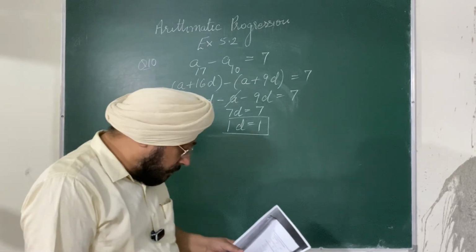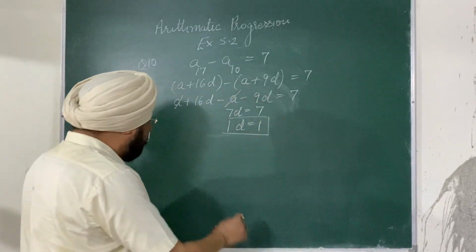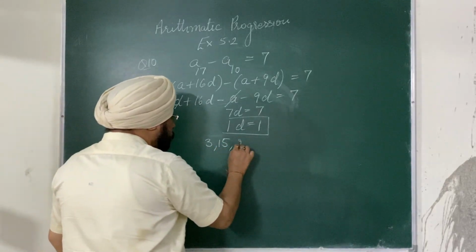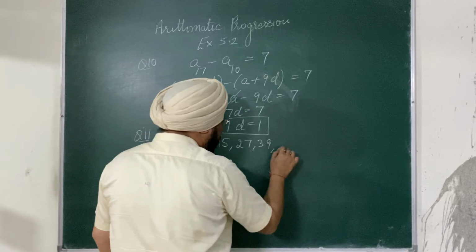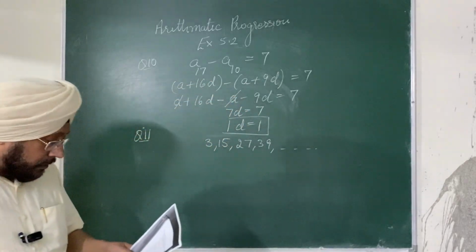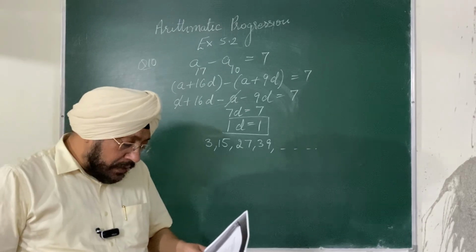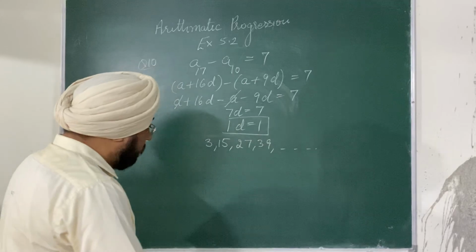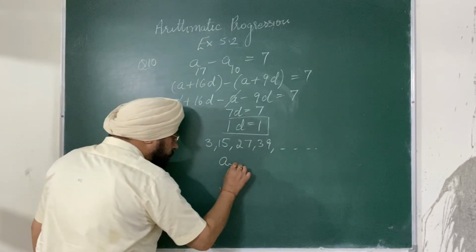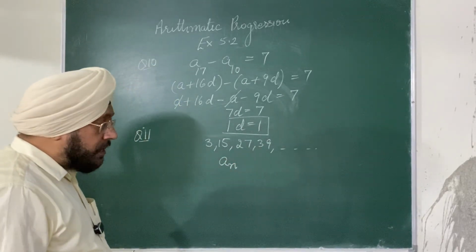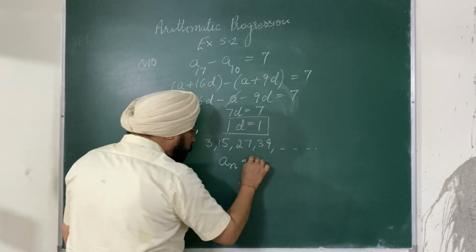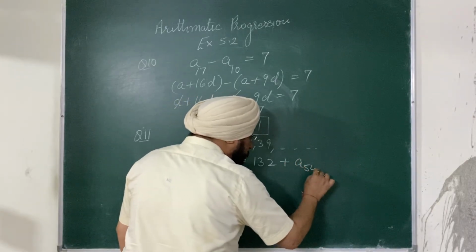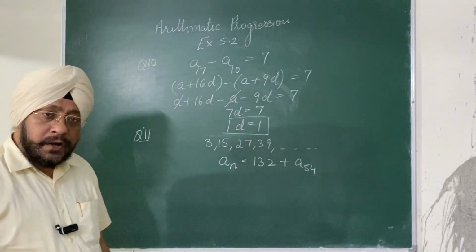Question number 11: which term of the AP 3, 15, 27, 39 will be 132 more than its 54th term? According to the condition, which term means the nth term, or you can say any term. Which term is 132 more than its 54th term? So this is the condition given to us.